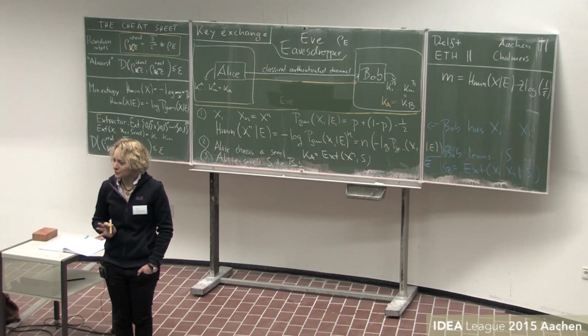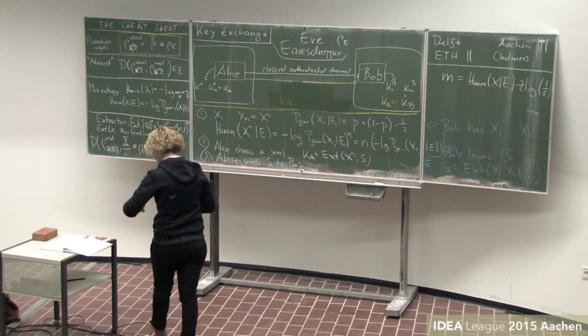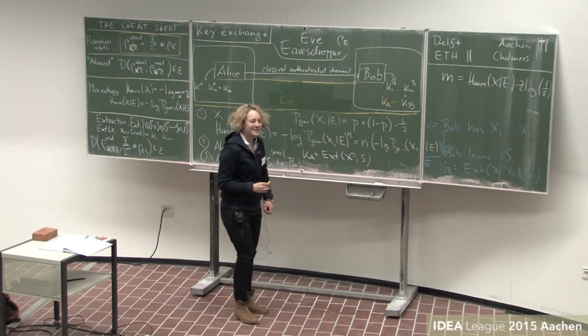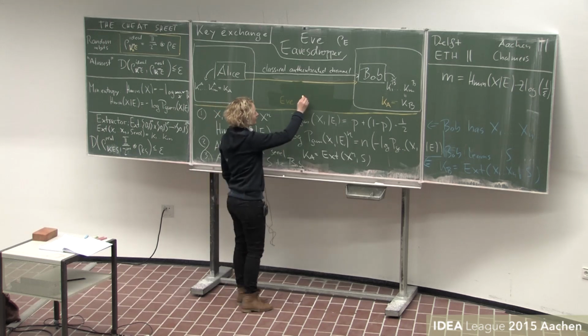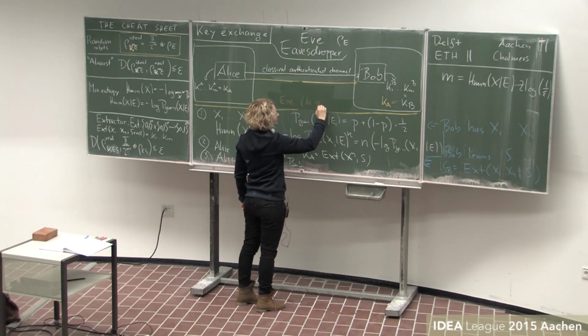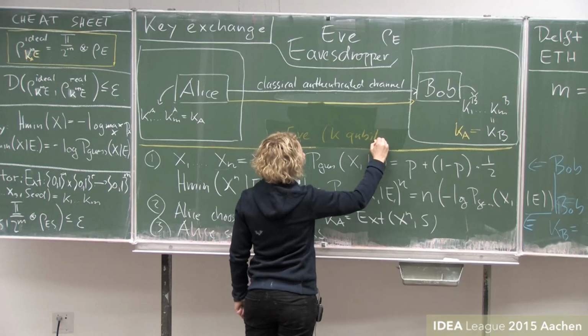Let's assume that Eve somehow, I don't know, maybe it's the end of the day. Actually, we are before lunch, so I don't know. Maybe Eve is also not so completely fresh. Okay. Let's assume for the moment that Eve can only store k qubits.